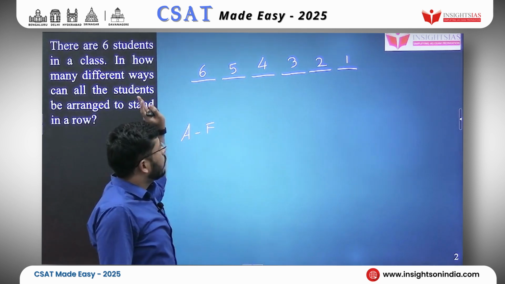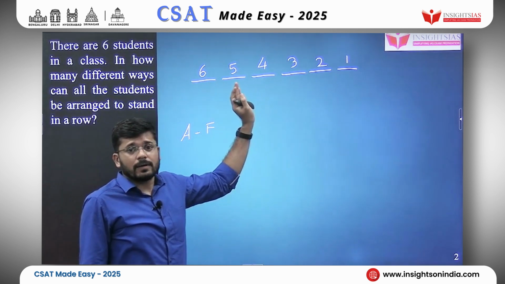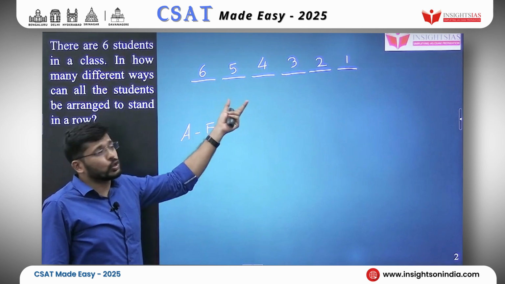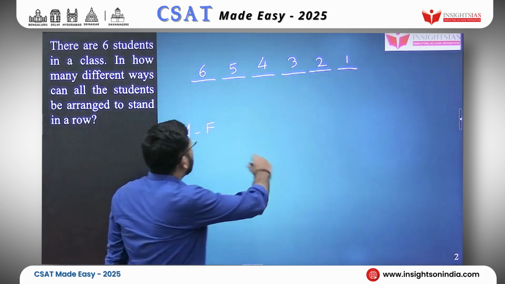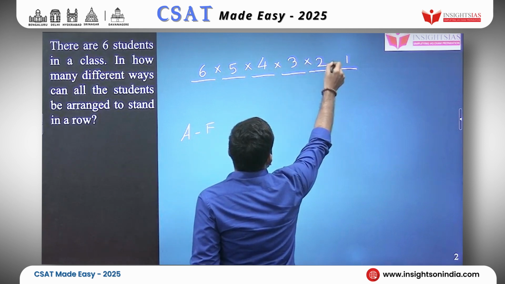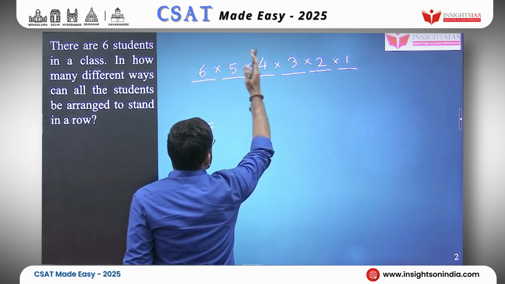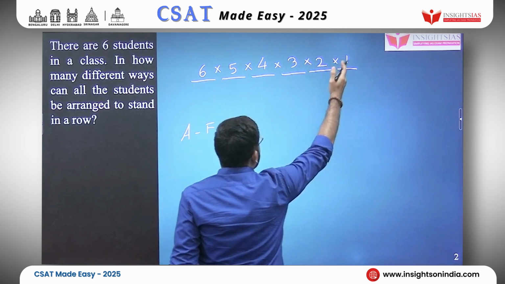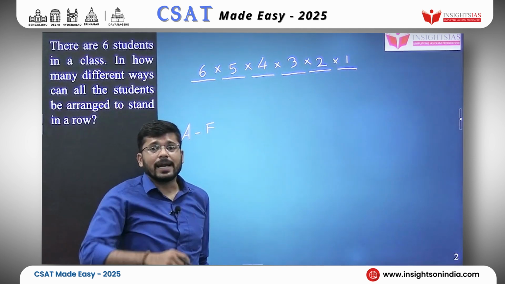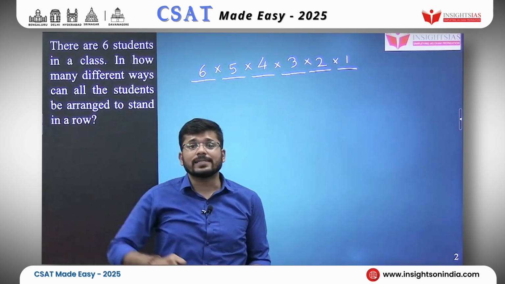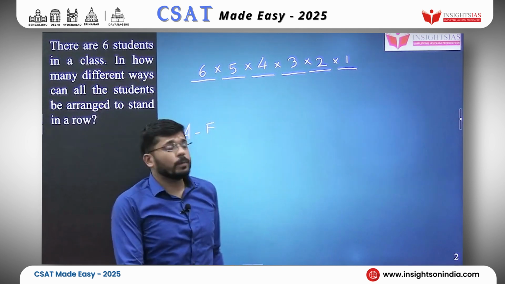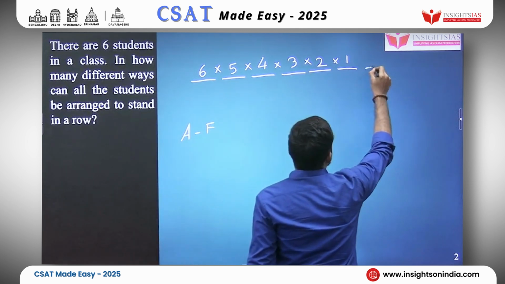So this we can imagine by common sense, by intuition we can imagine this. Now just multiply the number of options. 6 options, 5 options, 4 options, 3 options, 2 options and 1 option. Just multiply all of them, and then that will give you the number of ways in which you can make these 6 students to stand. How much would that be?